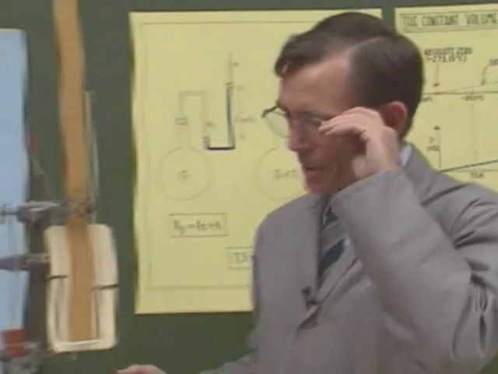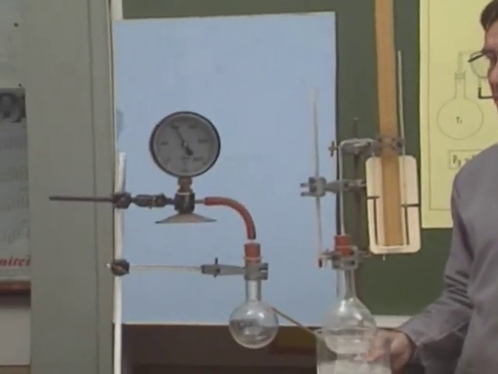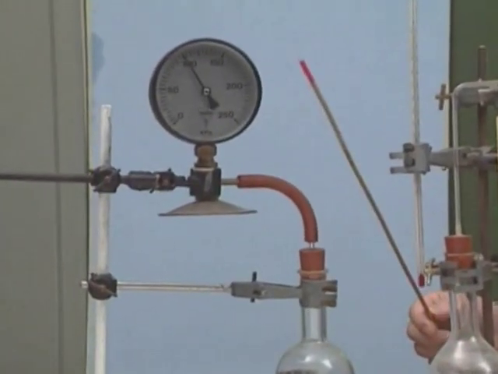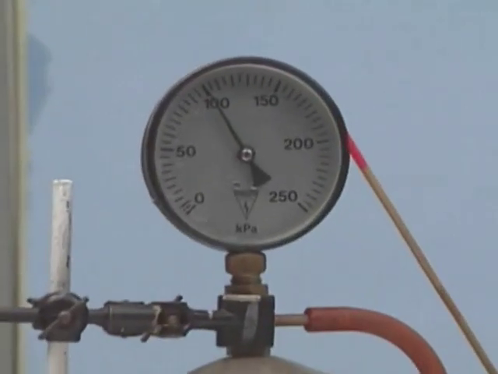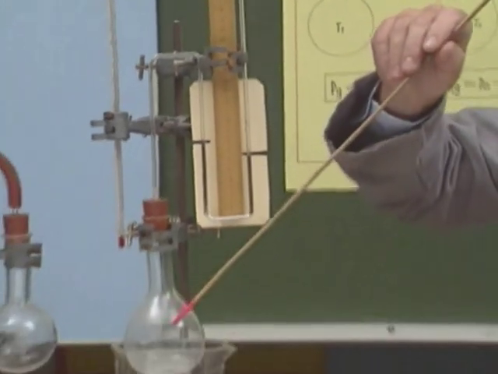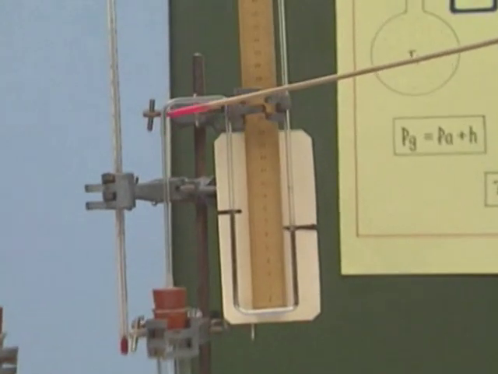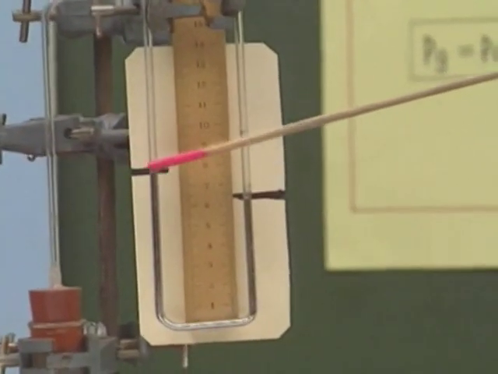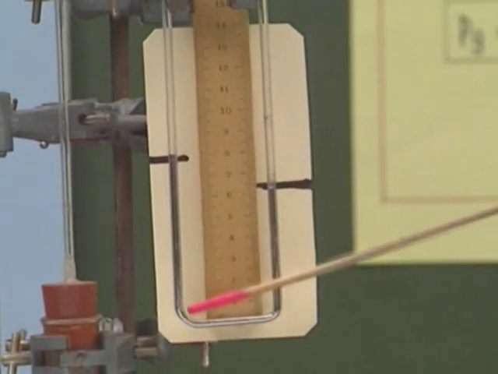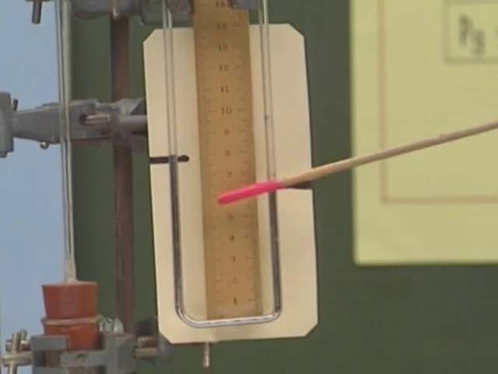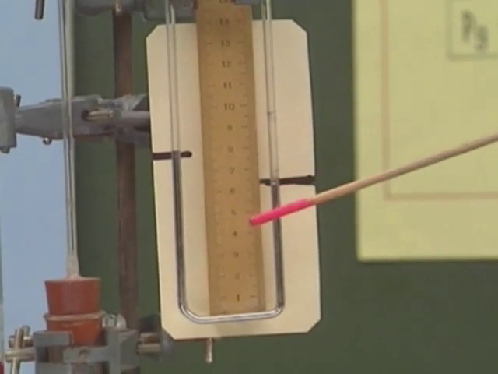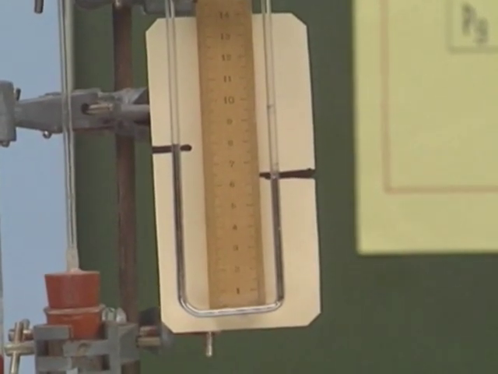We can either measure the pressure of the gas in this flask directly by reading the pressure on this Bourdon gauge in kilopascals, or we can connect the flask containing the gas to a manometer, a mercury manometer in this case. You can see the mercury levels over there at present at room temperature, from there to there. And this is a much more sensitive and a much more accurate way of measuring the pressure.